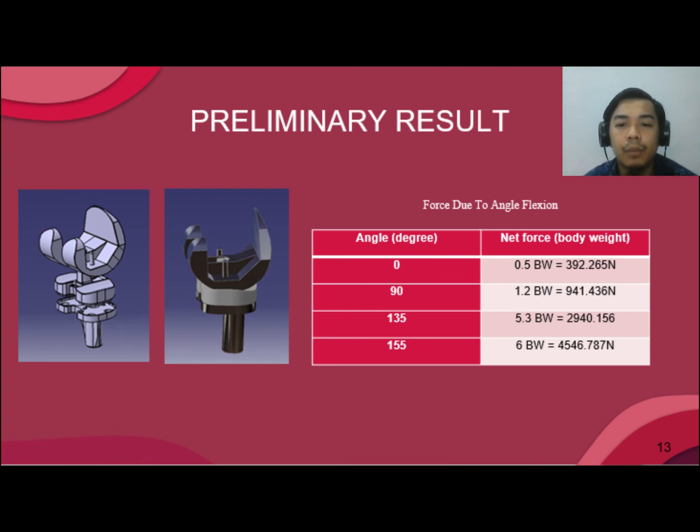Preliminary result. The design phase of the modified knee implant is already complete, as illustrated in the figure on the slide. The design is improved from the previous design. There are three parts of the design: femoral, upper, tibia insert, middle, and tibial, below. The figure in this slide also shows the new design modification of the knee implant at 0 degrees before assembly, left, and after assembly with material, right. The table shows the different forces due to the different angles.